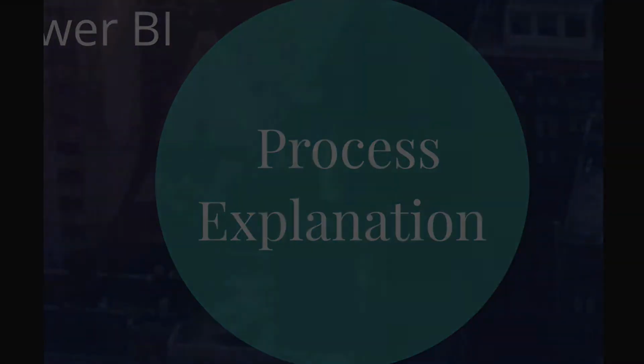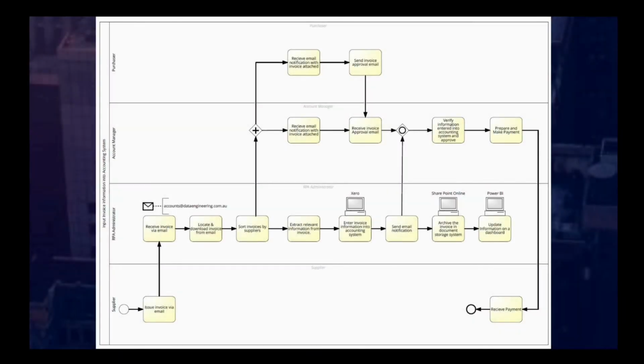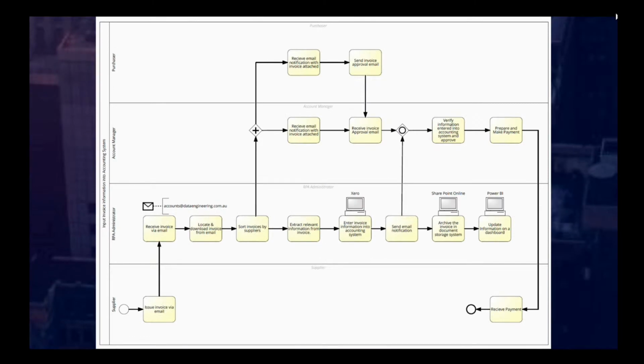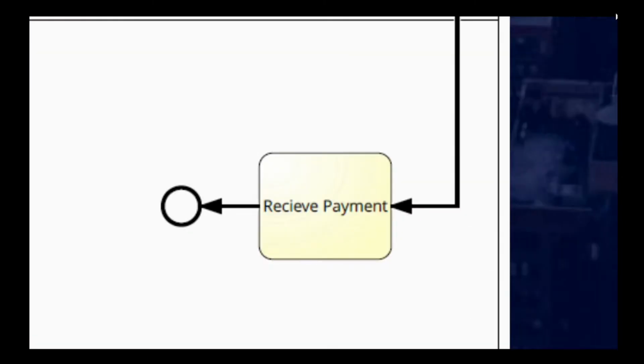In this demonstration, the software robot, which we're calling the RPA administrator, is working together with the account manager and the purchaser to streamline the accounts payable process. This process begins with the supplier issuing an invoice to account's email address and ends with the supplier receiving payment.